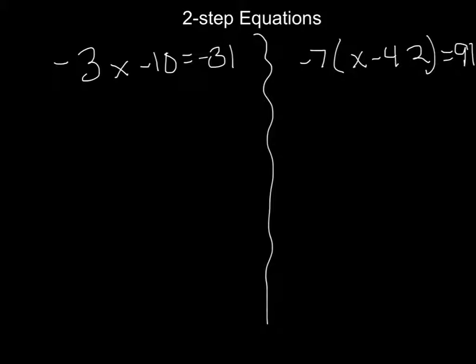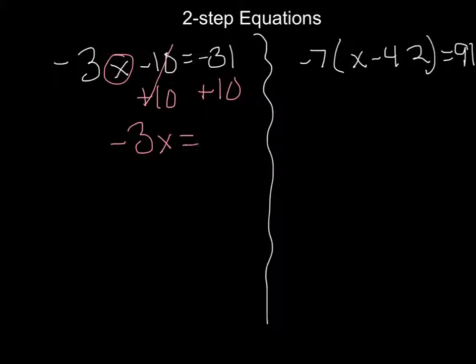Alright, to solve two-step equations, our goal is to get the variable or the unknown by itself. And we're going to do this by doing inverse operations. The opposite or the inverse of negative 10 would be positive 10. So that cancels these out, leaving you with negative 3x equals, since these are different signs, we subtract. You get negative 21.